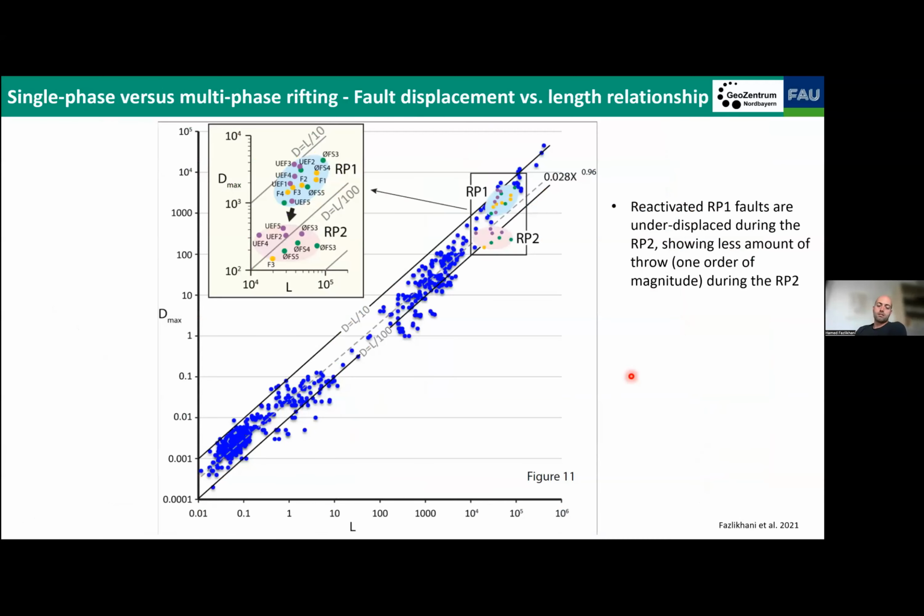Now we can plot displacement versus length to look at the rift phase 1 faults versus rift phase 2. As we see, the blue area here is the rift phase 1 faults, and the pinkish area is the faults that were reactivated during the secondary phase. We see that during the secondary phase they are under-displaced, and they show one order of magnitude less displacement compared to the rift phase 1 faults.